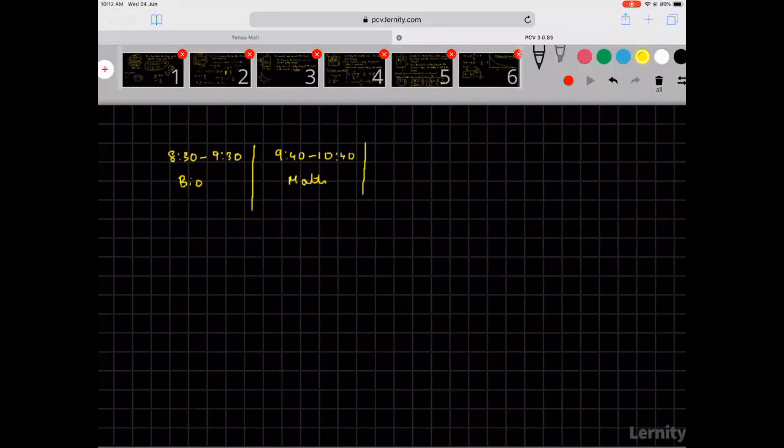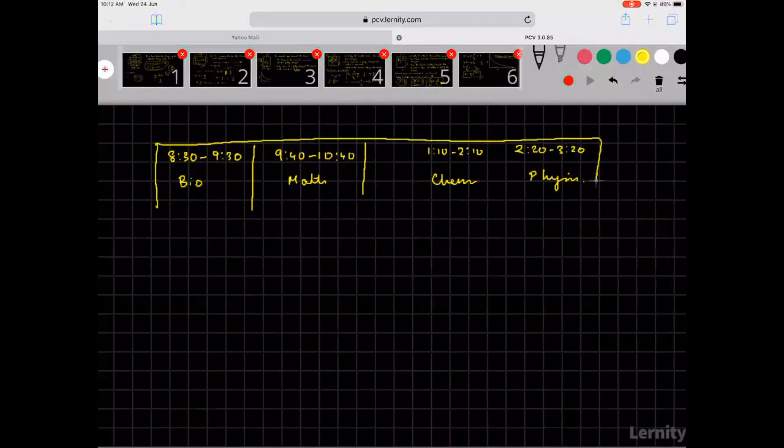In the afternoon, I think you have 1:10 to 2:10, one class, that is the chemistry class. And 2:20 to 3:20, you have the next class, which is your physics class. Please make notes and don't ask anybody else as to what your schedule is. This is your schedule. Today maths sir is not there, so I'm making up for him, but you are still expected to attend all these classes.